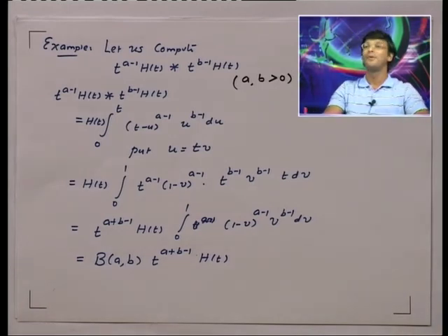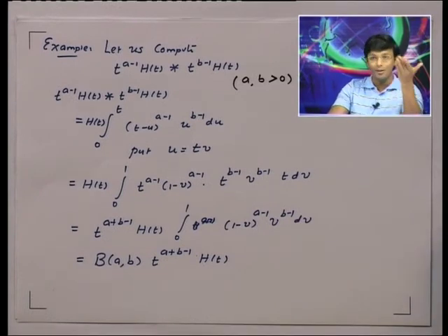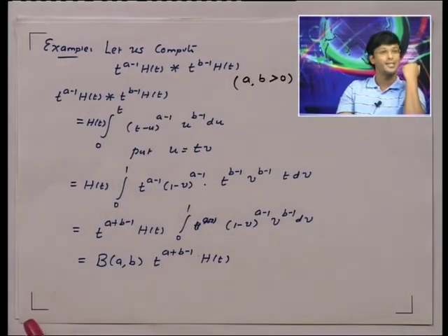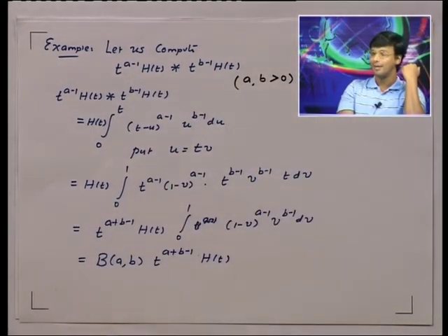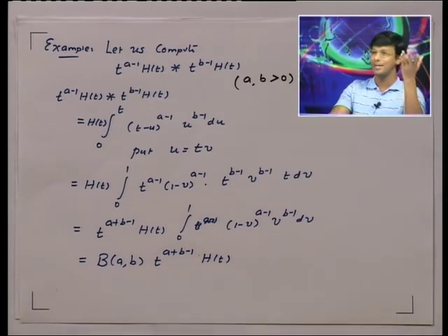What is the next step? Please tell me. No. What is the next step? Apply the convolution theorem. Why have we done all these things? Apply the convolution theorem to the whole thing. What are you going to get? The left hand side will become the Laplace transform of this times the Laplace transform of this. The right hand side will be beta(a, b) times the Laplace transform of this. Beta(a, b) is a constant as far as t is concerned.